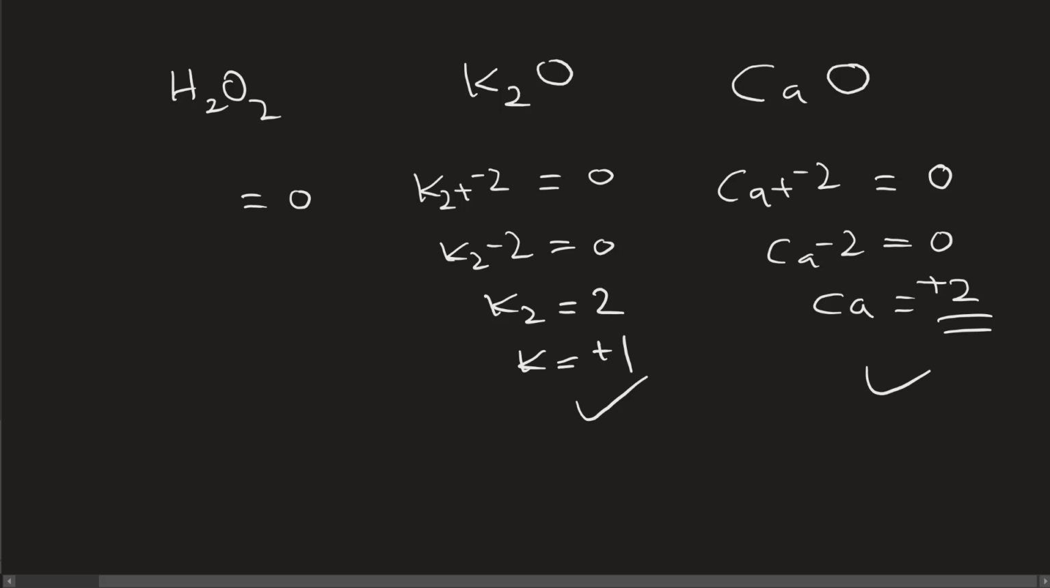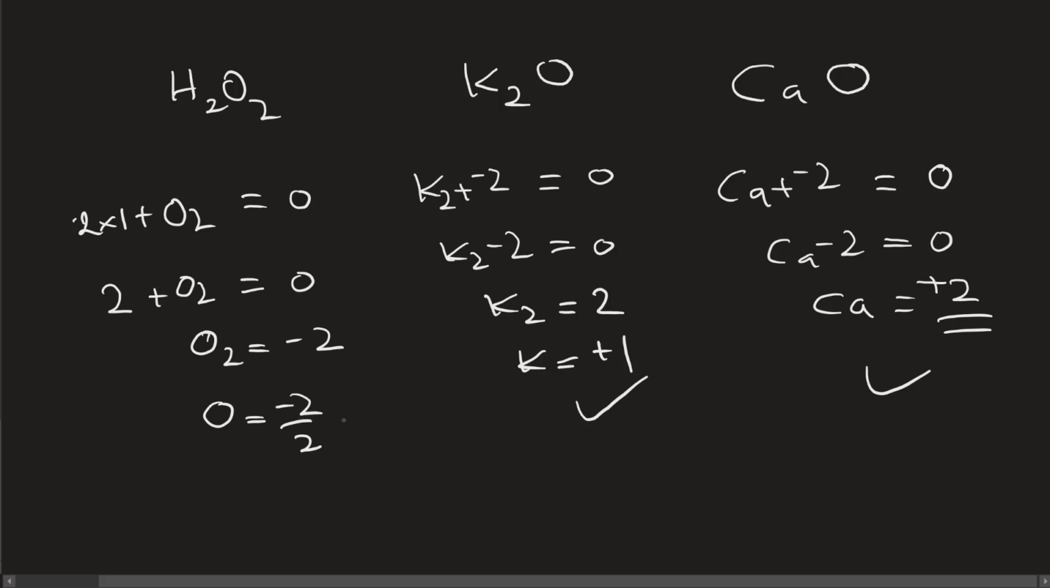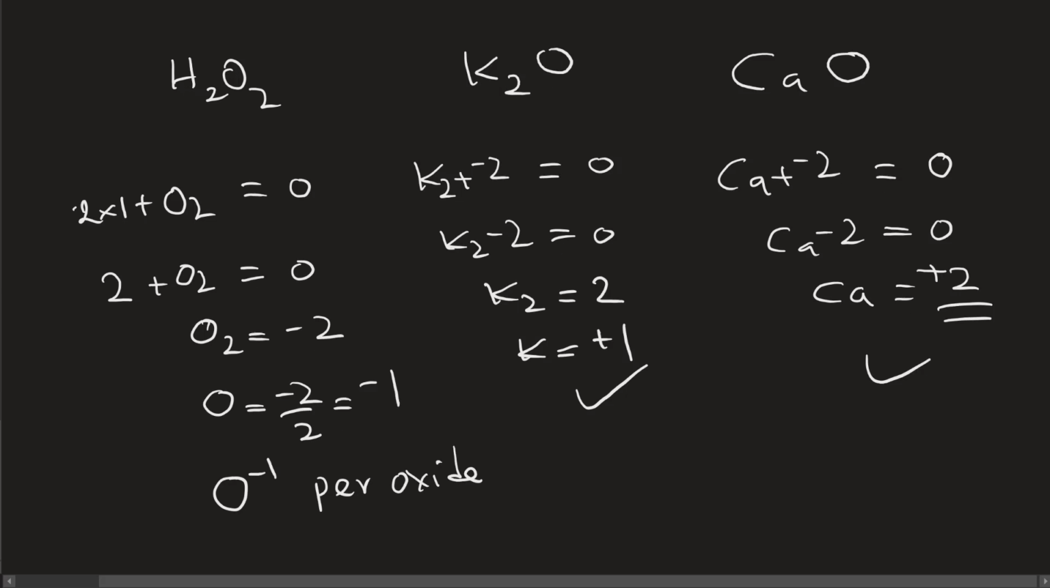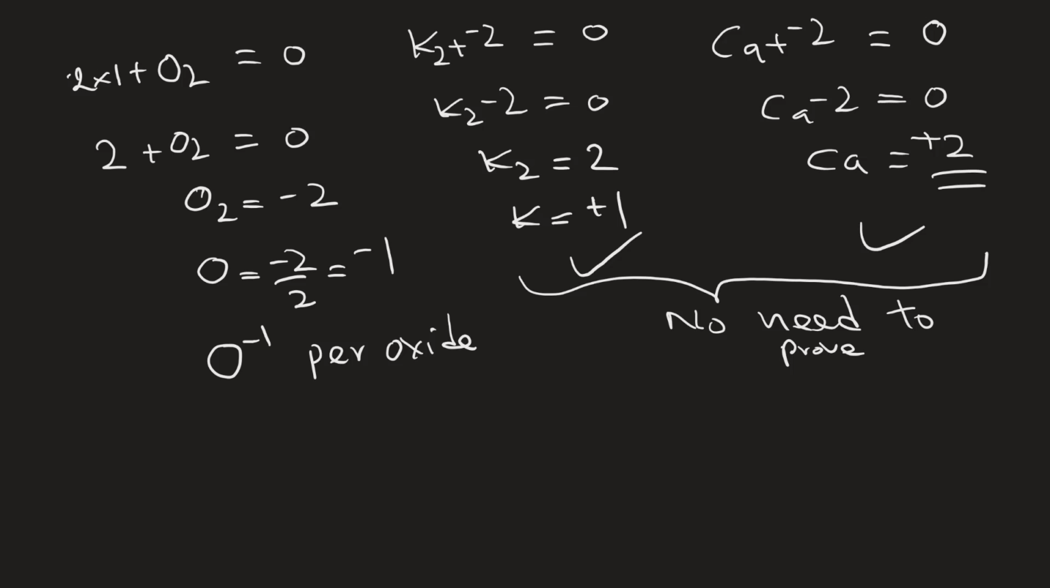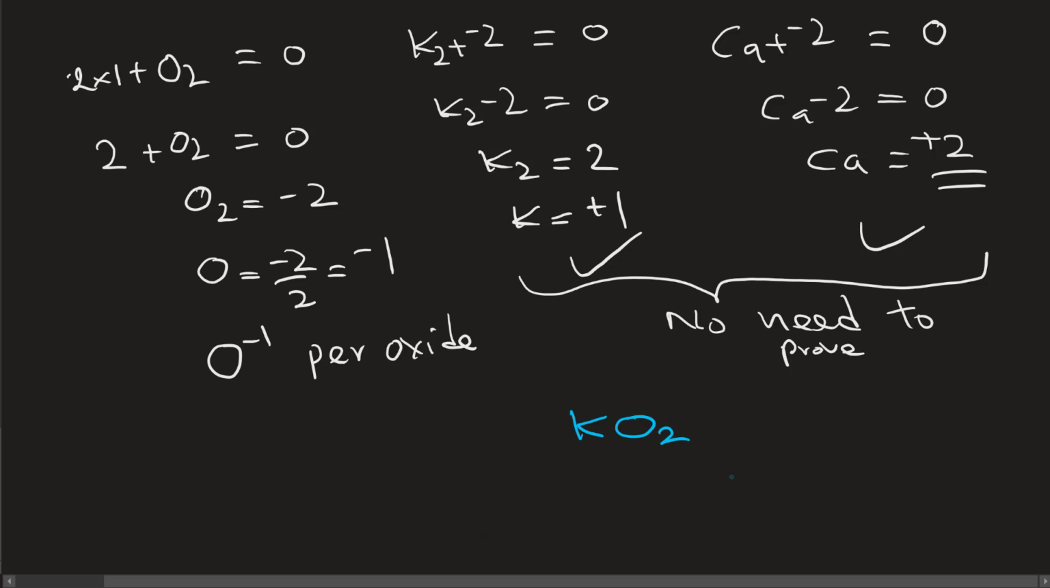So H2O2, hydrogen is +1 times 2, oxygen we don't know. So charge is 0, so therefore oxygen should be -2 divided by 2, that's a -1. So this is also called the peroxide. You see, the oxide means -2. But for K and calcium, no need to calculate because we know K is +1, calcium is +2.